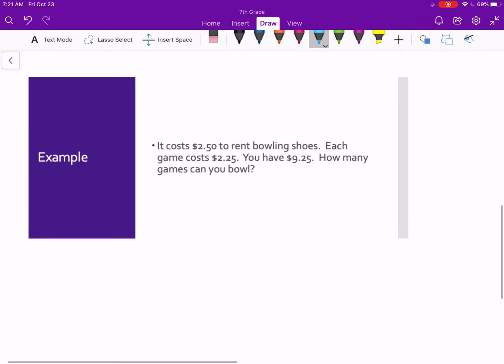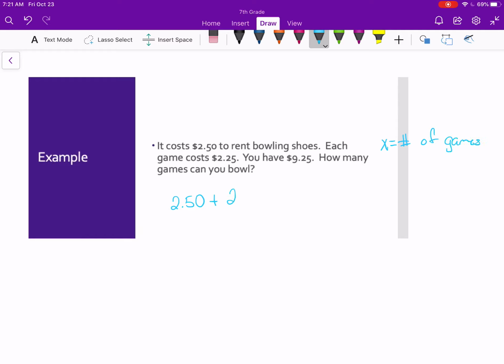And then a word problem. It costs $2.50 to rent bowling shoes, and each game costs $2.25. You have $9.25. How many games can you bowl? Well, I know that we only rent shoes once, okay? So we just have to pay the $2.50 once. But then we pay per game. So I'm going to say x is equal to the number of games.